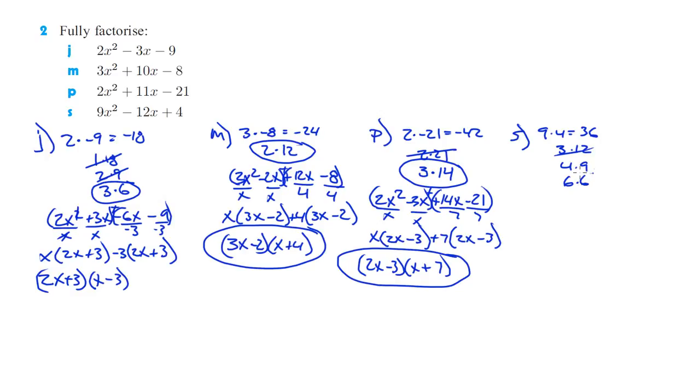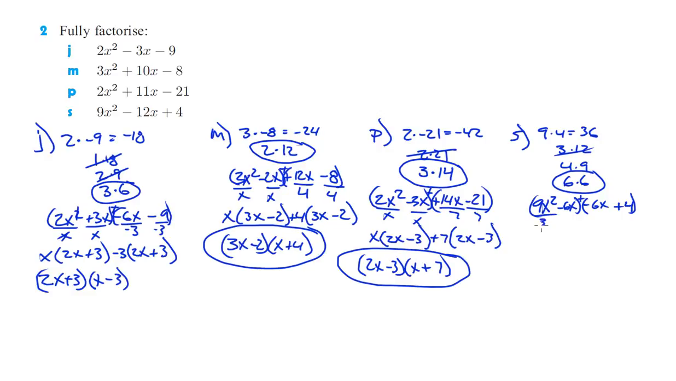6 times 6 adds up to 12. So let's use those. Okay. So we have 9x squared and plus 4 at the end. These two have to add up to negative 12, so they're both going to be negative 6x's. Negative 6x and negative 6x. Okay. Put a plus in between.